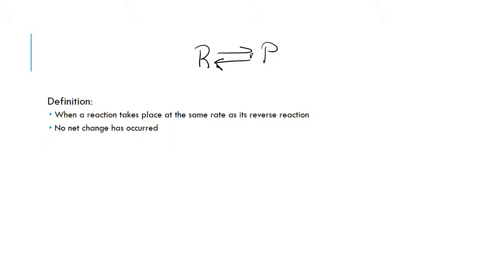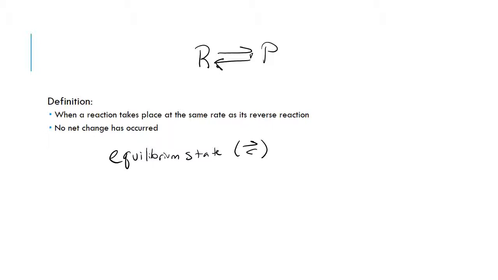When equilibrium is reached, there's no net change occurring during that reaction. And so you're getting no more reactants and no more products, but they're still moving back and forth. And that is called your equilibrium state. And so when it's in the equilibrium state, that is when we use the double arrows.